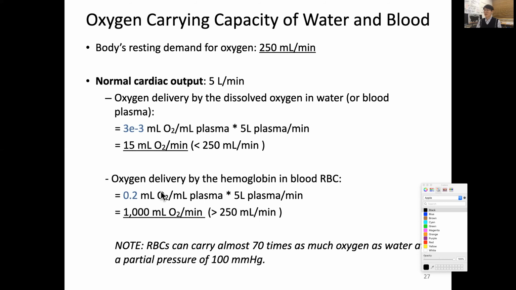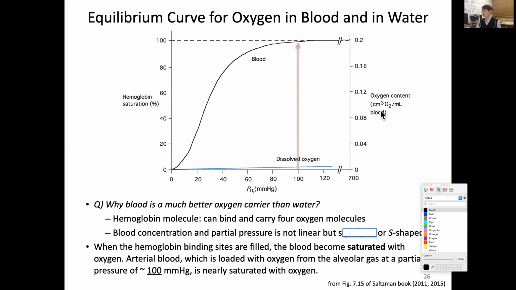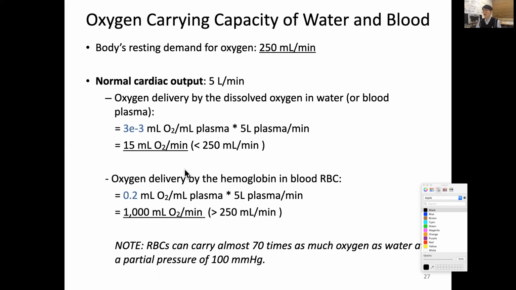But luckily, with hemoglobin, as you remember previously, it's almost close to 0.2 milliliter of oxygen per milliliter of blood. Multiplied by cardiac output, that gives 1,000 milliliter of oxygen per minute, which is a few times higher than our normal resting demand for oxygen. So this describes that our RBCs carry almost 70 times as much oxygen as water at a partial pressure of 100 mmHg, as inside alveolar gas. This proves why we need hemoglobin, and that it is already way higher than what is needed to provide oxygen for our resting demand.